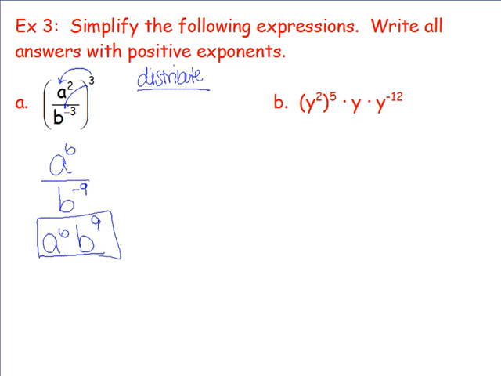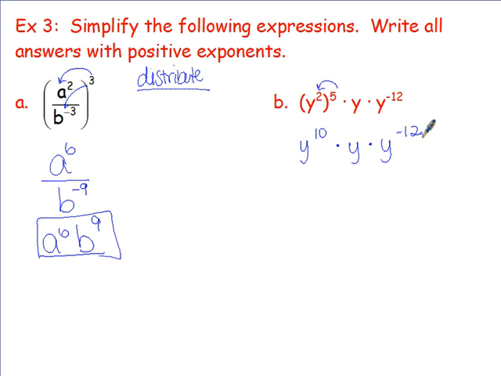So let's look at part B. Do we see any parentheses? Yes, we do. We start by distributing. This 5 distributes here. So this is 5 times 2 to the power of 10. I'm not distributing with these. I'm just going to keep them and bring them down.